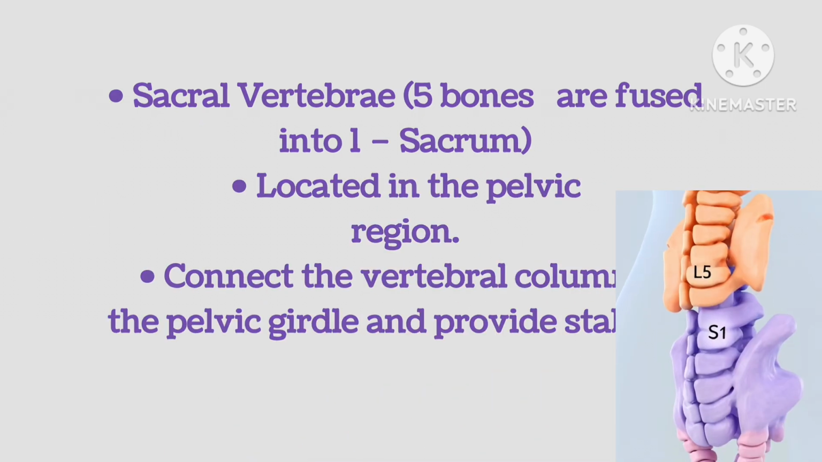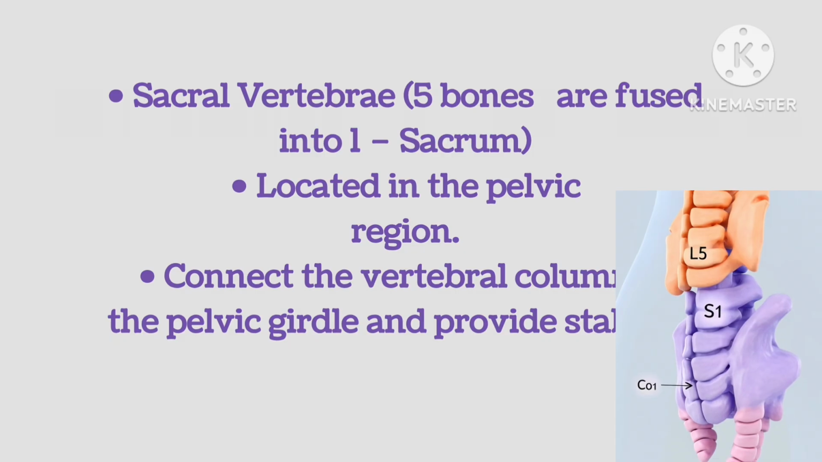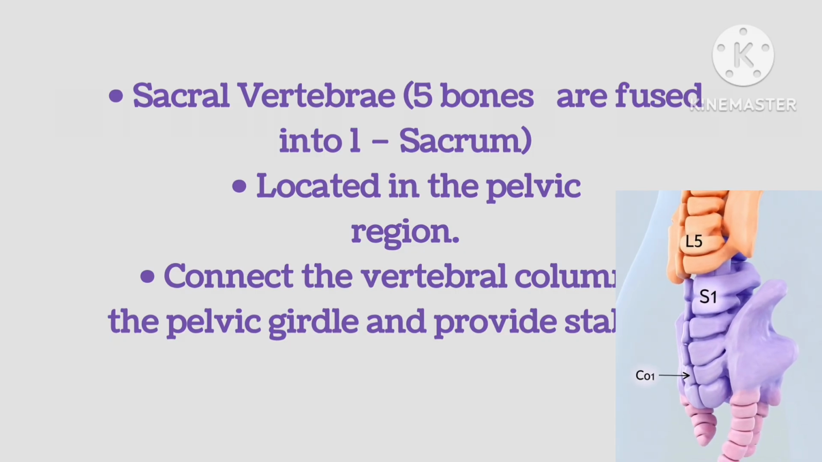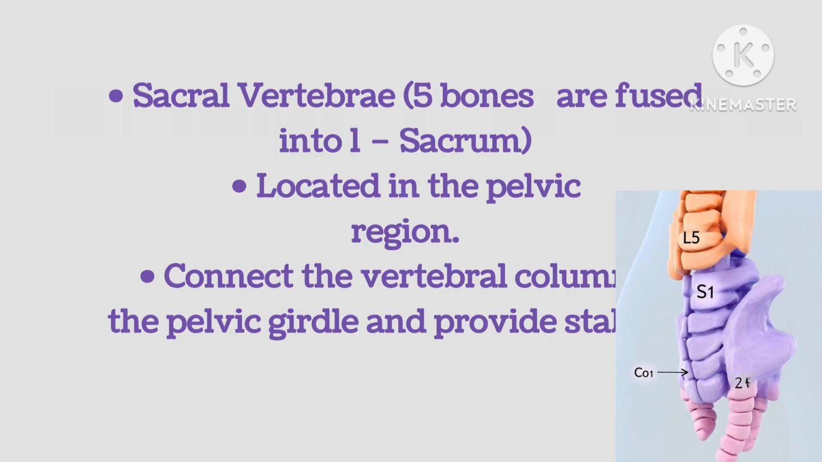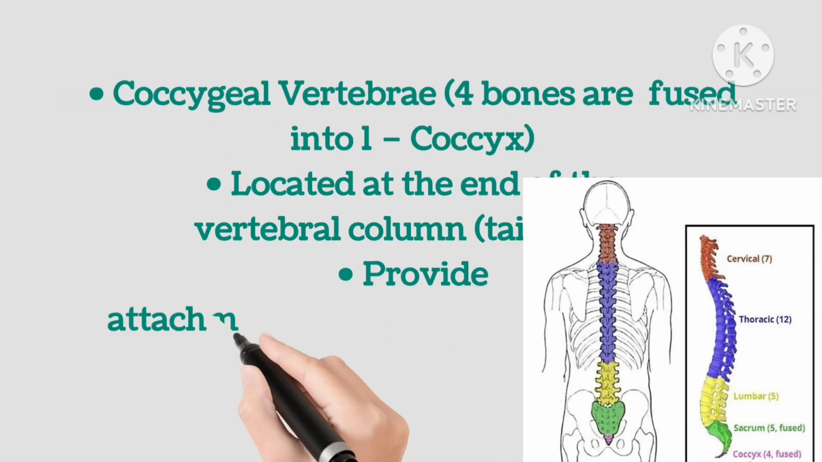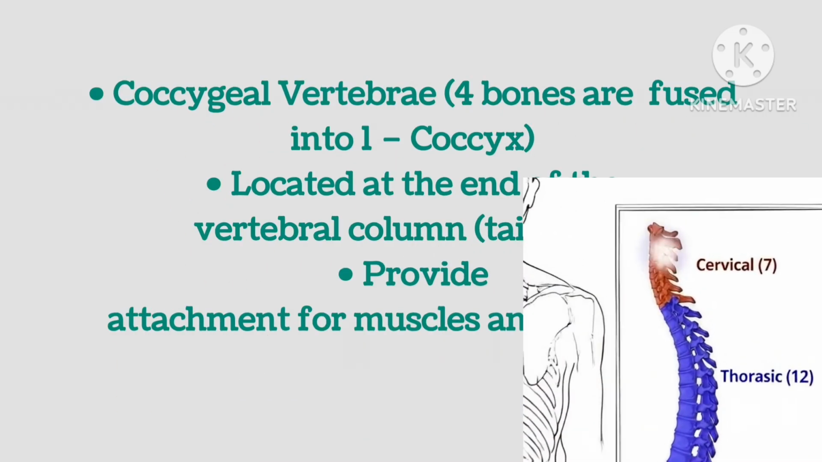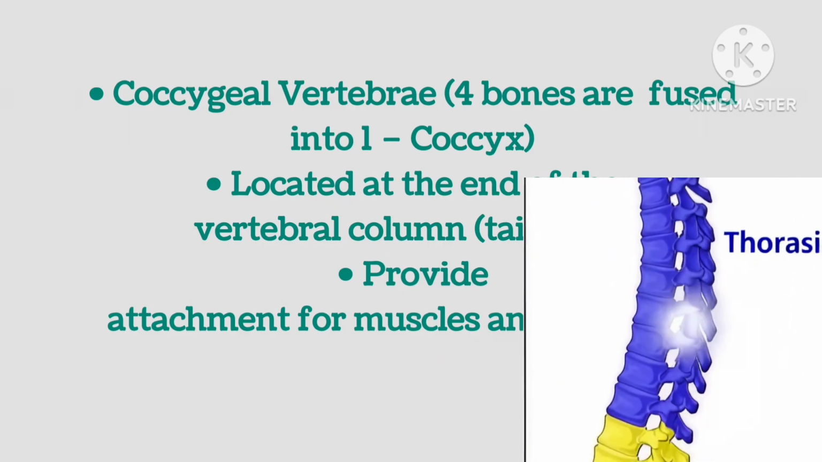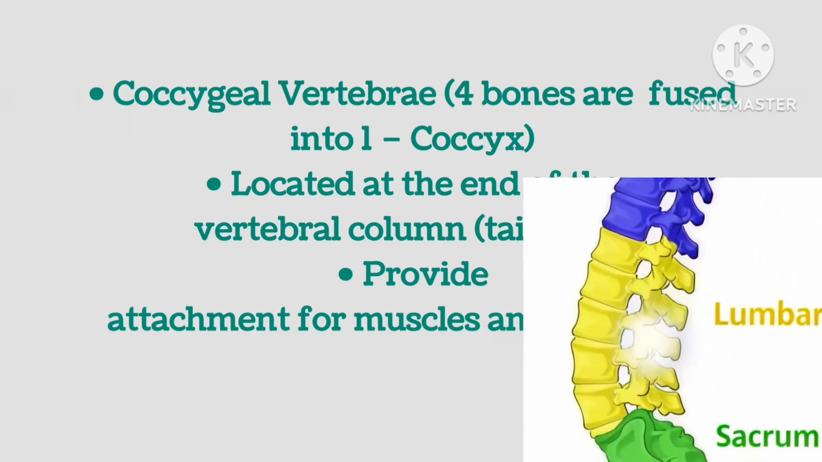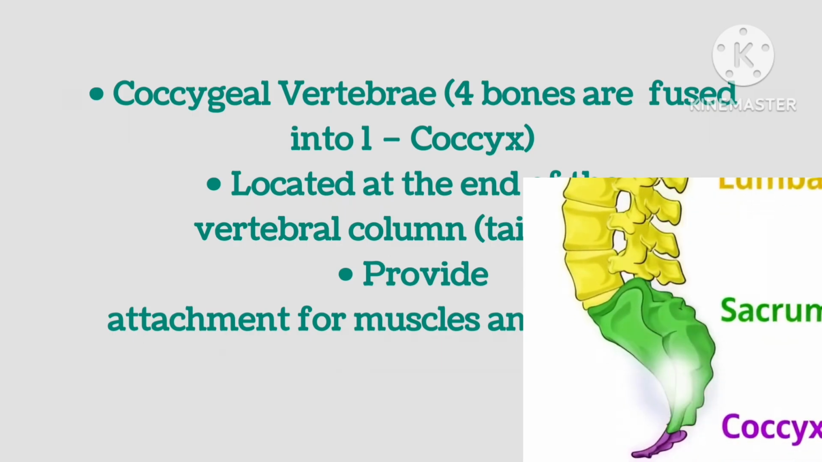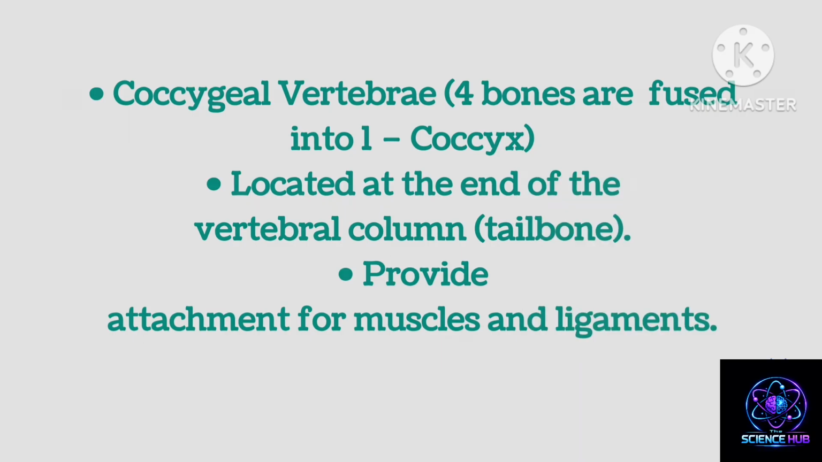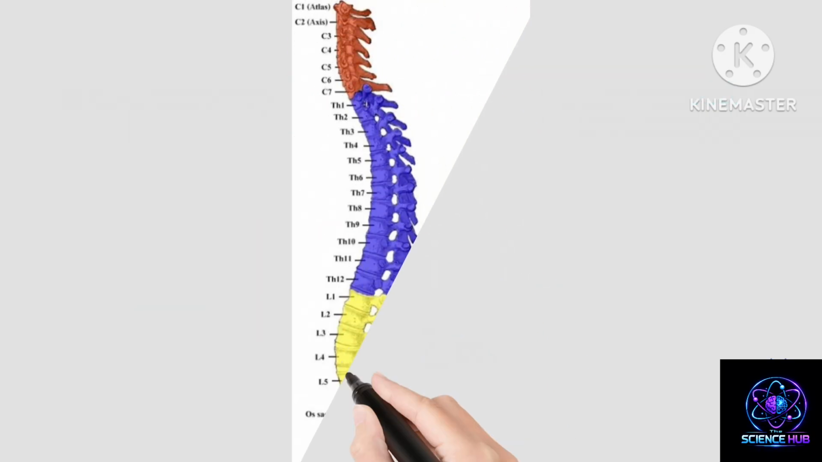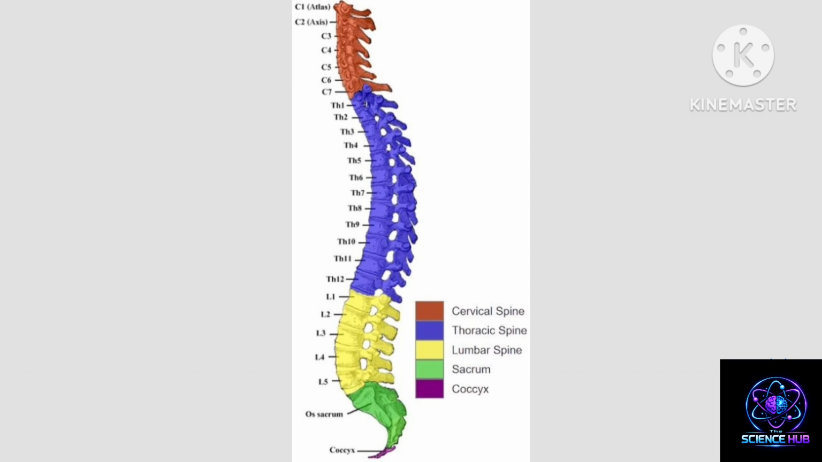Sacral vertebrae are 5 bones fused into one, the sacrum, located in the pelvic region. Connect the vertebral column to the pelvic girdle and provide stability. Coccygeal vertebrae are 4 bones fused into one, the coccyx, located at the end of the vertebral column, the tailbone. Provide attachment for muscles and ligaments.